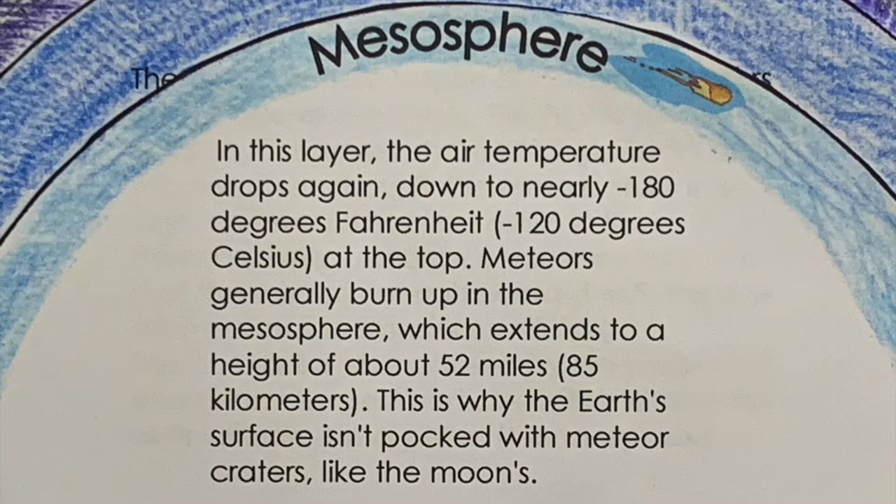Mesosphere. In this layer, the air temperature drops again, down to nearly -180 degrees Fahrenheit at the top. Meteors generally burn up in the mesosphere, which extends to a height of about 52 miles. This is why the Earth's surface isn't pocked with meteor craters like the Moon's.